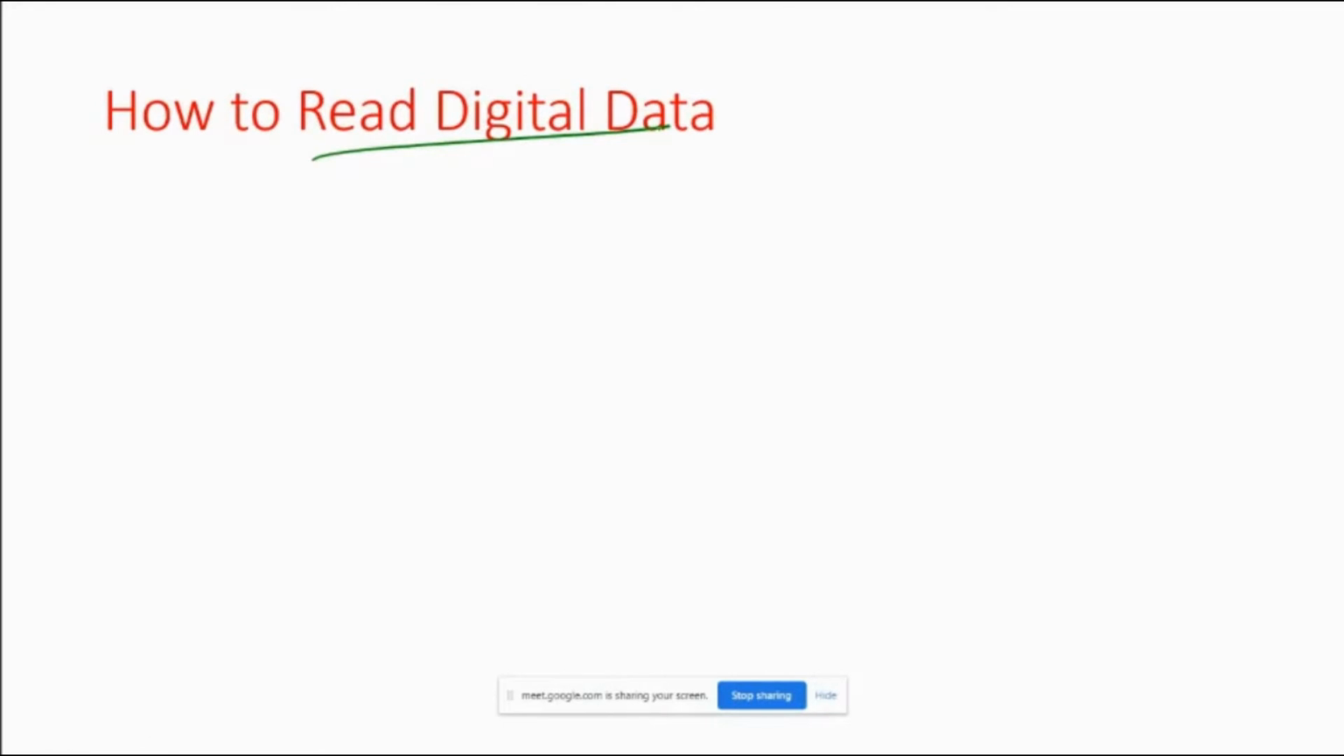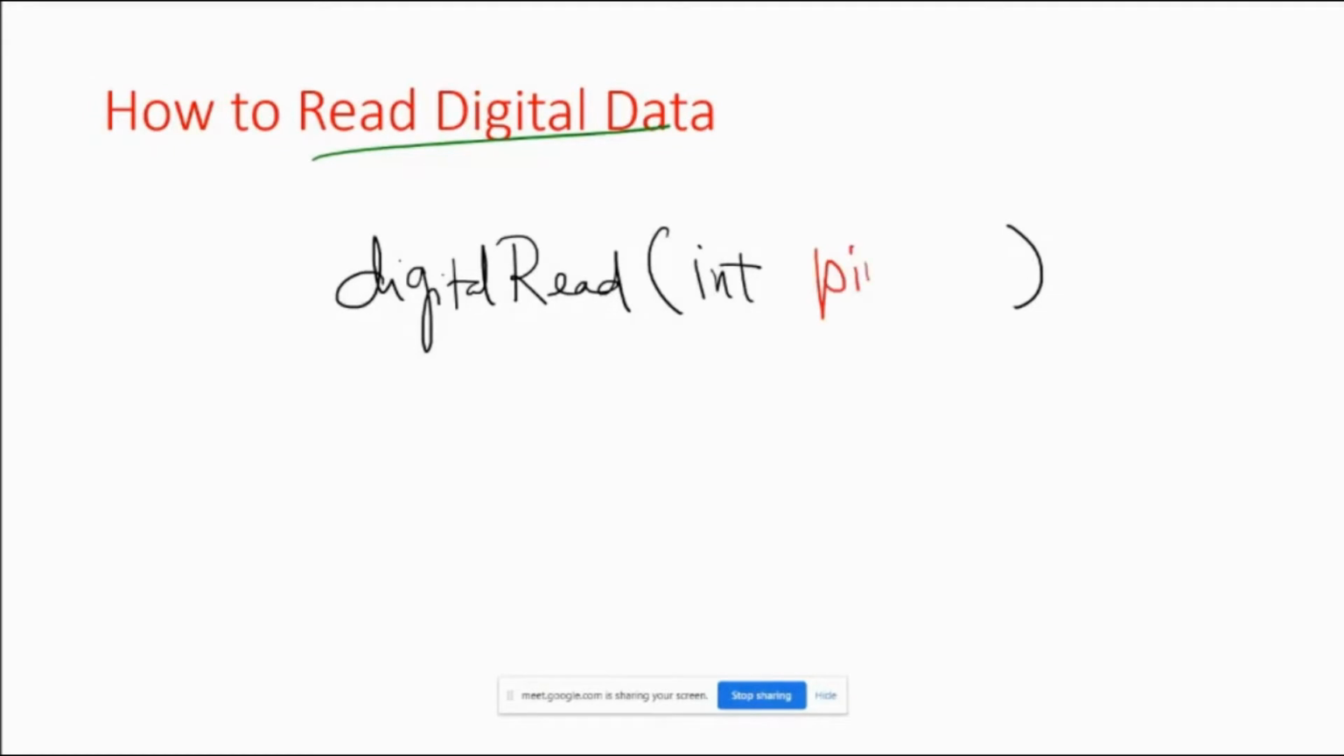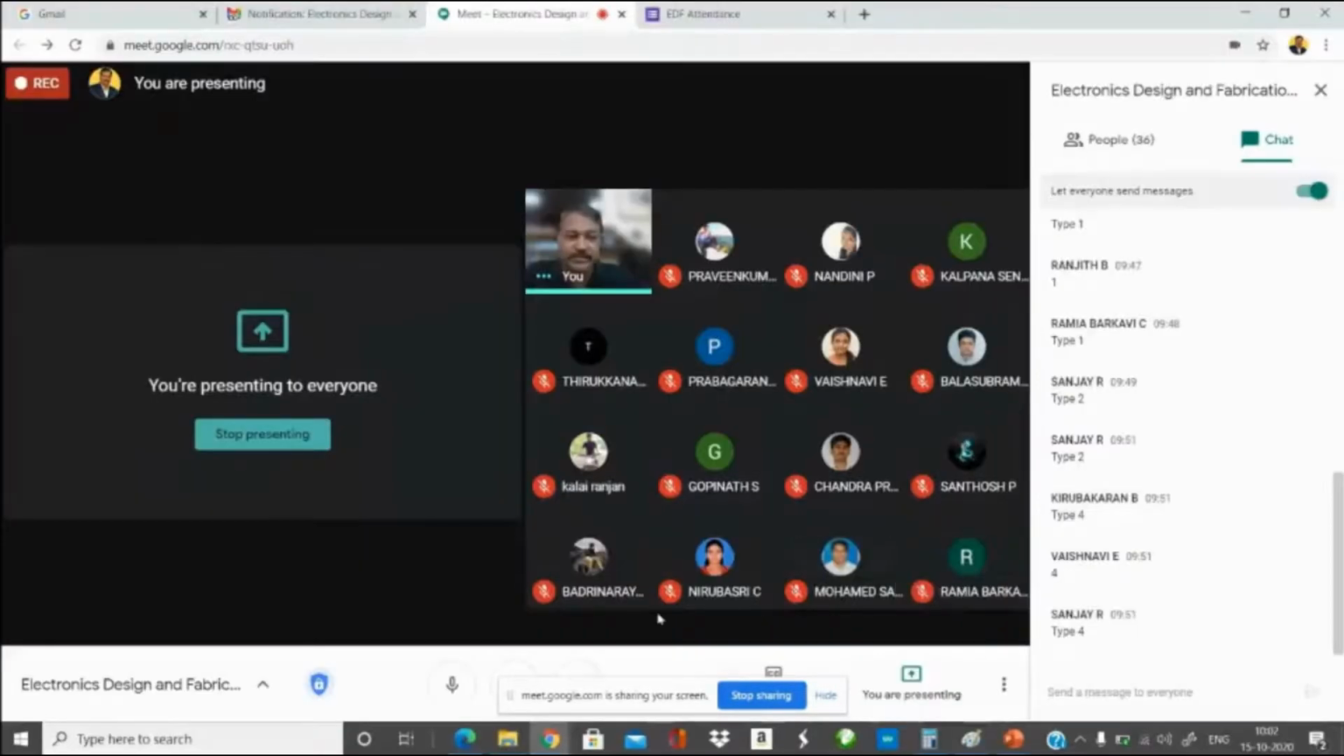The function that we use for reading digital data is called the digitalRead function. This digitalRead function takes a parameter, which is the pin you want to read, an integer pin number. It also returns a value, which is the value of the pin. This is the syntax of the digitalRead function. Is that clear for you all?